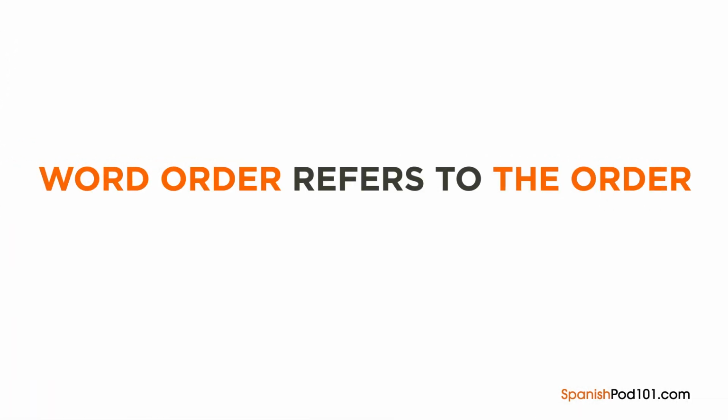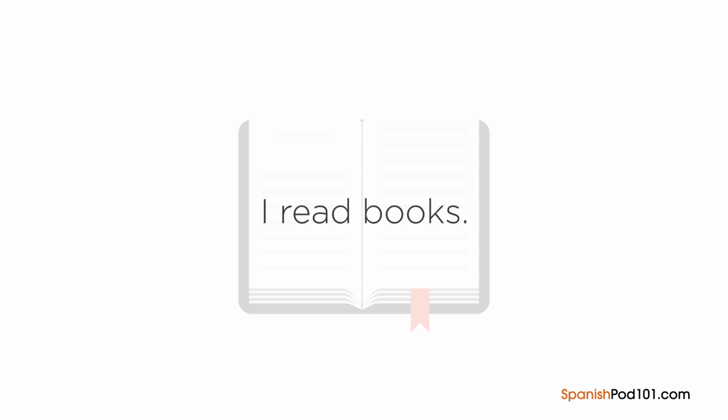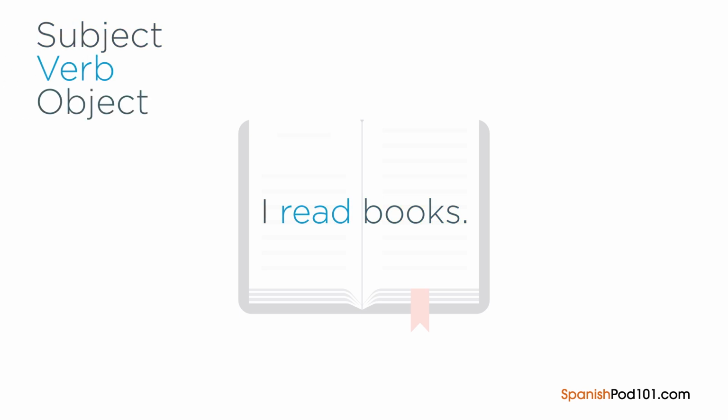Word order refers to the order in which words are structured to form a sentence in a given language. Consider the English sentence, I read books. If we break down the English sentence, I read books, we can see that the subject I is presented first, followed by the verb read, and then finally the object, books, is positioned last. The basic word order for English, then, is subject, verb, object, or SVO for short.